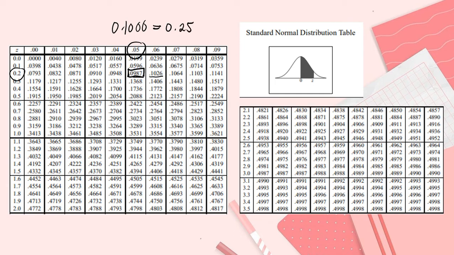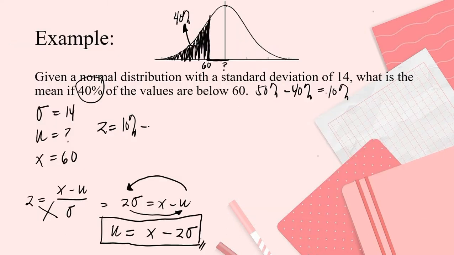0.25. Okay, and again, since nasa negative ka or nasa left side ka ng iyong normal curve or normal distribution, magiging negative po yung value ng iyong Z. Okay po? So, this is 0.0987 equivalent to negative 0.25. Again, bakit siya naging negative? Kasi nandito ka sa left side ng iyong curve. So, it must be negative. So, nakuha mo na. So, pwede mo na ngayon siyang isolve.